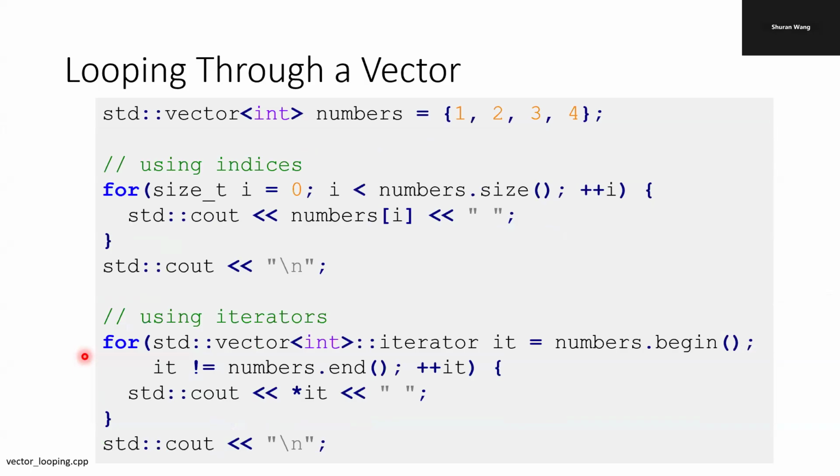So then, looping through a vector, there are 2 options. The first one is to use the indices like what we've been using. And the second option is to use iterators. We start from numbers.begin, the first iterator, and we loop through it until the end. And we output the dereferenced iterator. Because we're dealing with iterators, the syntax should be similar to dealing with pointers to that element in that container.